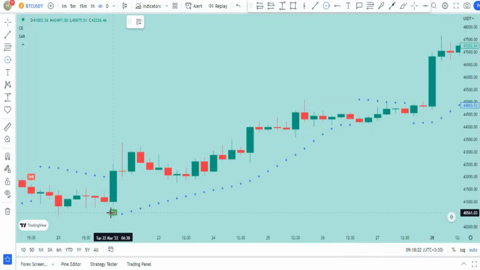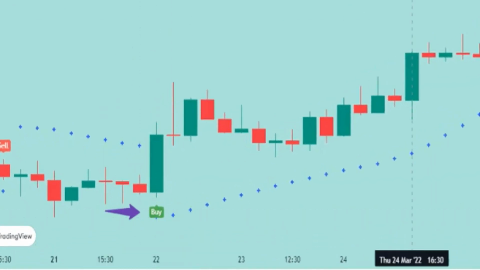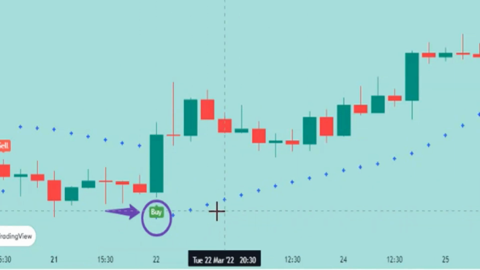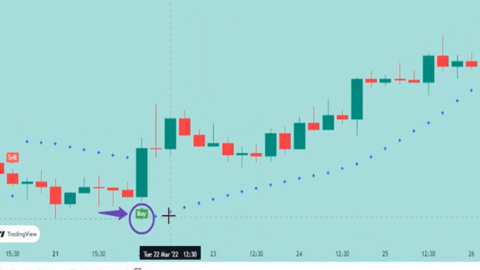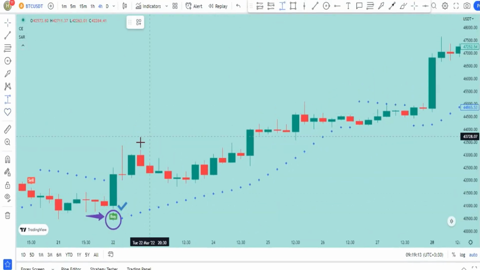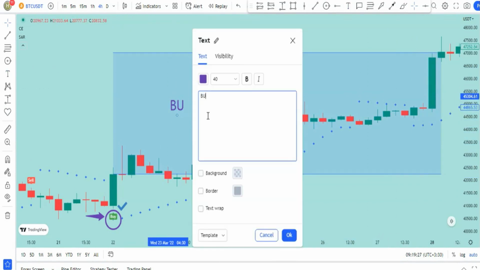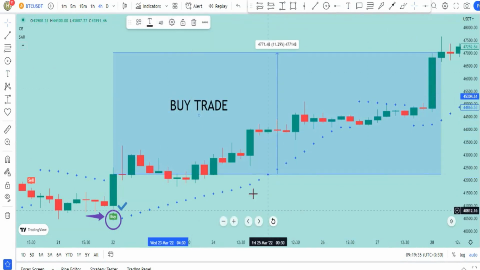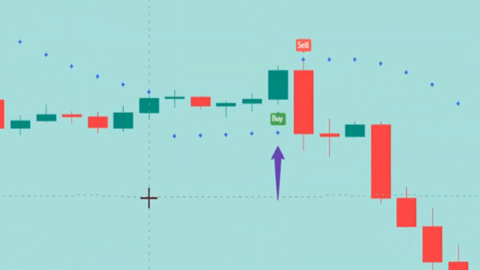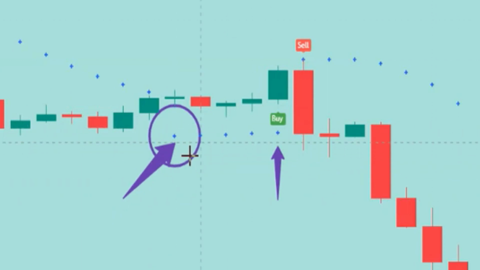In long trades, the parabolic SAR dots should be located under the candles, and the buy signal should be issued at the same time or at most after 2 dots. Look at this example. There's a buy signal, but since this signal was issued after 5 dots, it is therefore invalid.